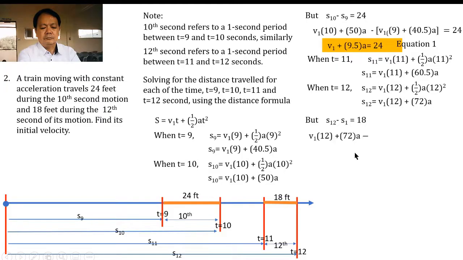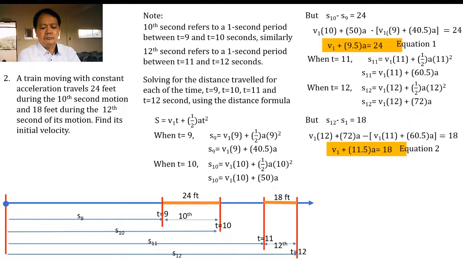Therefore, I will have here v sub 1 times 12 plus 72a, ito yun, di ba, minus this part, v sub 1 times 11 plus 60.5a, which shall be equal to 18. And if this will be simplified, 12 minus 11 will be equal to v sub 1, then 72 minus 60.5 will be 11.5a, shall be equal to 18. And let us call this our equation 2.